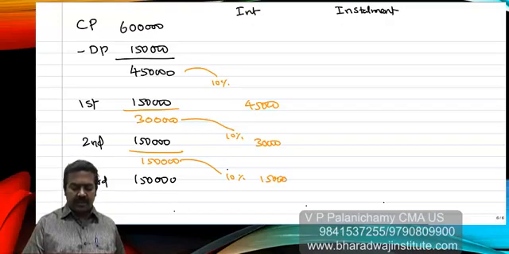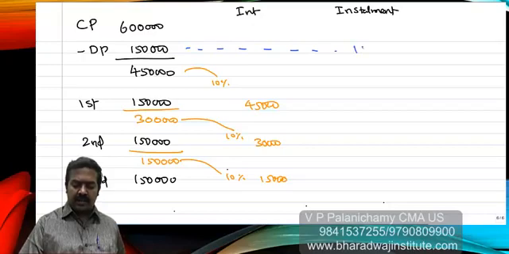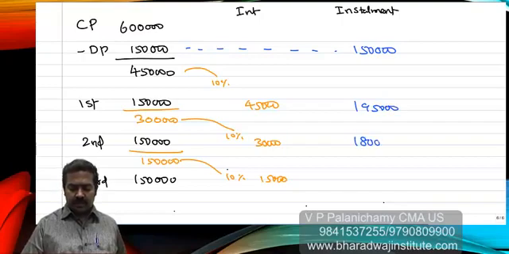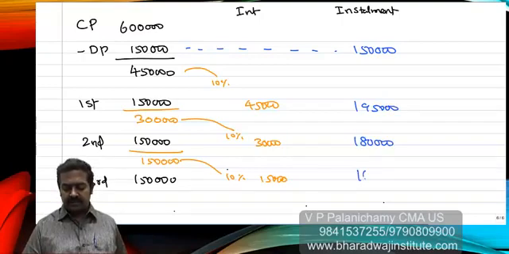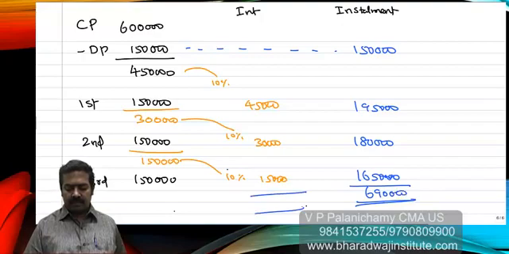So what is the installment payable? Down payment is considered as one installment, 1 lakh 50,000, 1 lakh 95,000, 1 lakh 80,000, and so on. If you add up, you will get the hire purchase price. 90,000 is the total interest. This is the hire purchase price.